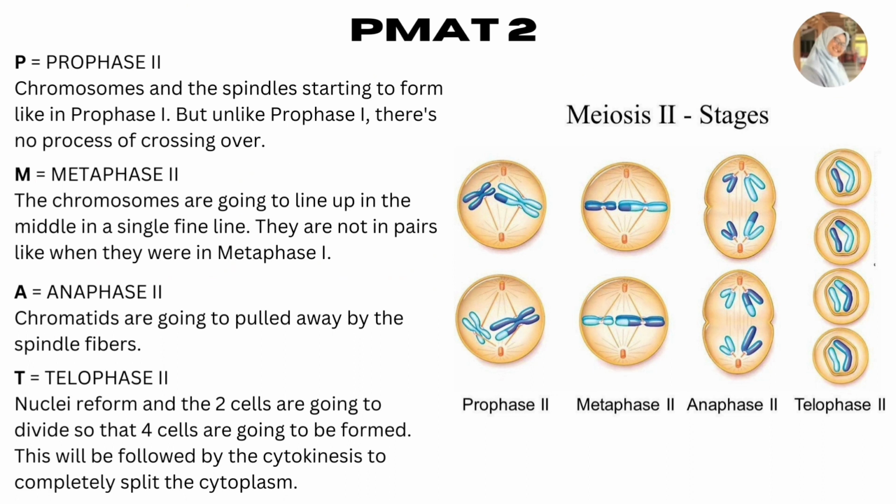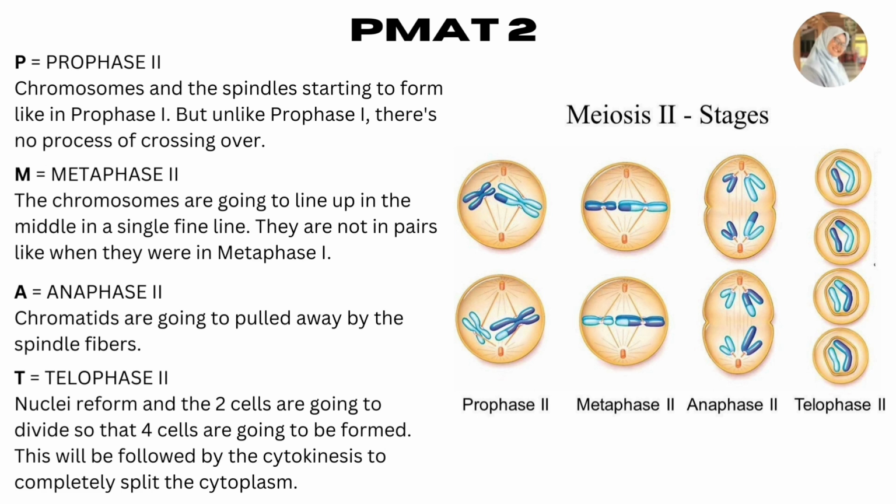Meiosis 2. In meiosis 2, the stages are the same as in meiosis 1, which include PMAT: P for prophase, M for metaphase, A for anaphase, and T for telophase. In meiosis 2, we start with prophase 2, where the chromosomes and the spindles start to form like in prophase 1. But unlike prophase 1, there is no process of crossing over.